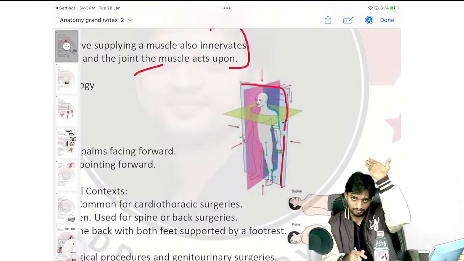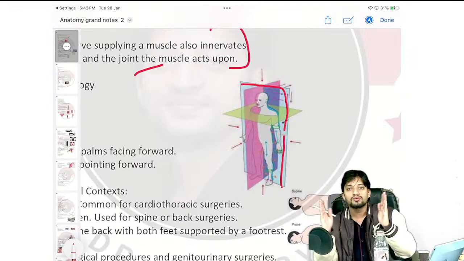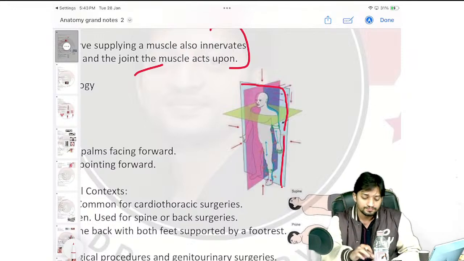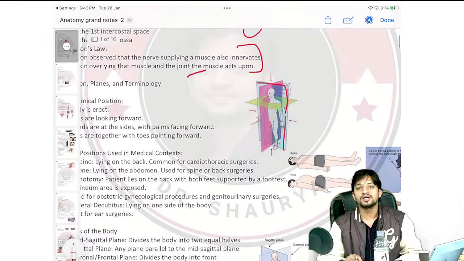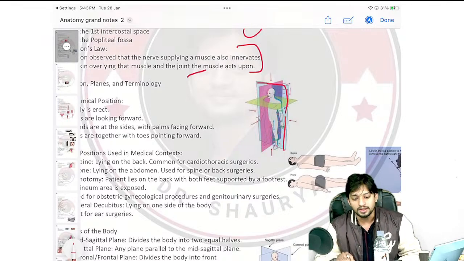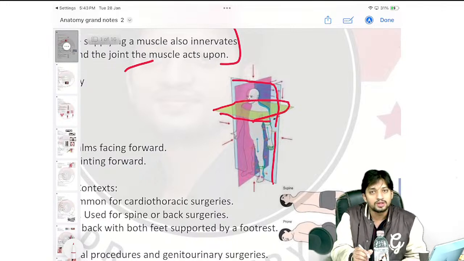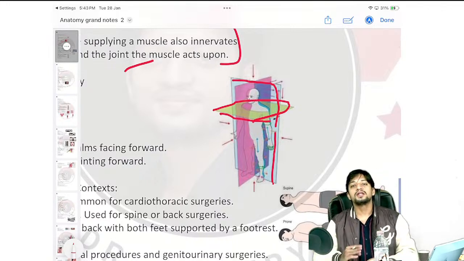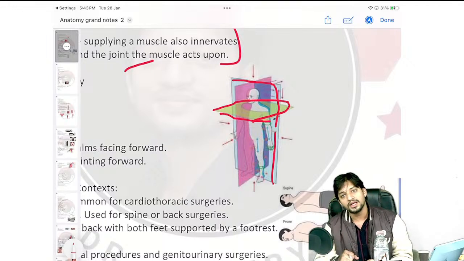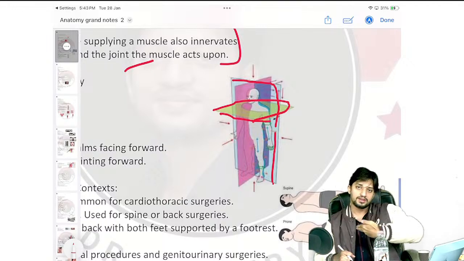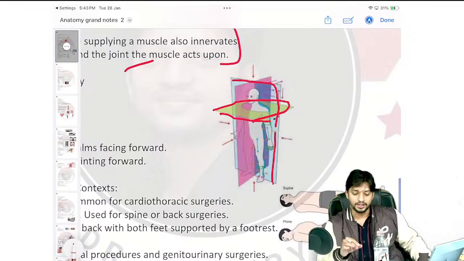But if the plane is running through the midline and into two equal halves, it will be called the mid sagittal plane. Now then you have the transverse plane and the oblique plane. Transverse plane is simply this one, running transversely through the body. And then you have the oblique plane. Oblique plane is something that is running like this, obliquely through the body.